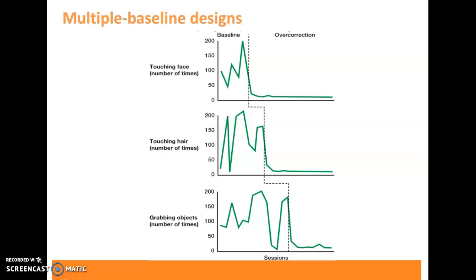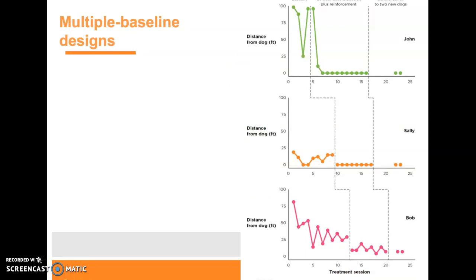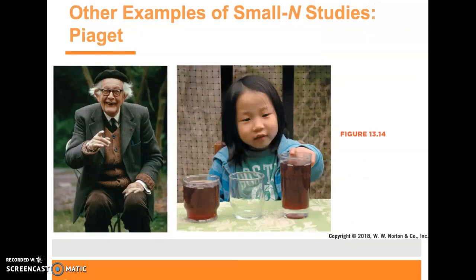And then one more example for this one, it was 3 children with autism who had a fear of dogs, and so they were looking at how far away the child would stand from the dog, and then the treatment would be implemented, which was a reinforcement treatment. And so you see that the treatment is implemented at different days for each child, and only after the treatment is implemented do we then see that the child is getting closer to the dog.